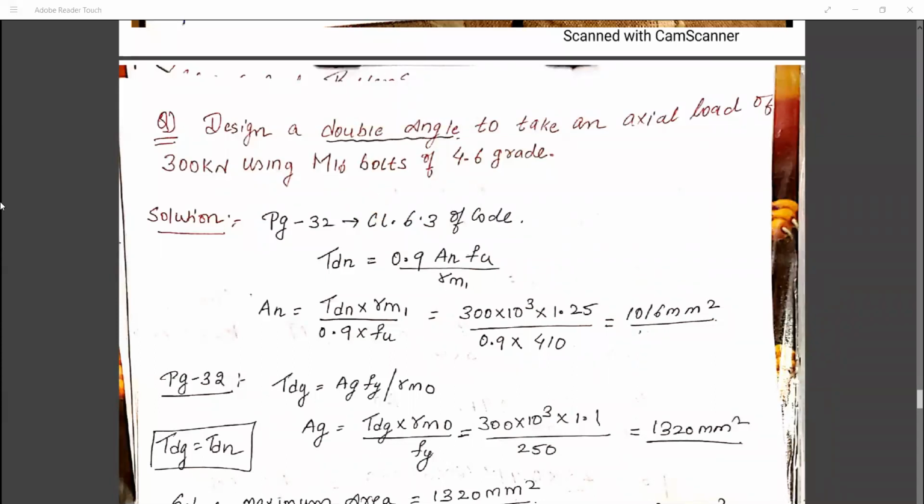Good afternoon, everyone. So today we'll start the tension members problem number five. That is a design problem. The last two problems we have solved were on single angle connection. In this problem, we are solving on double angles. So if we come to the question, design a double angle to take an axial load of 300 kilonewton using M16 bolt of 4 points.